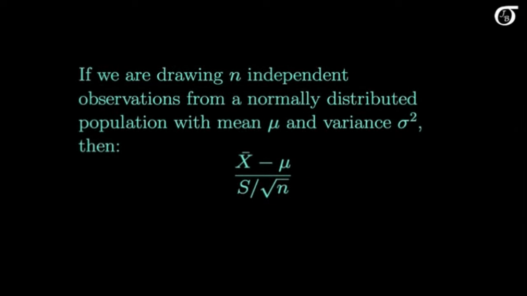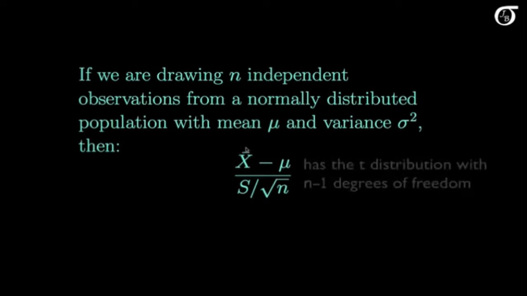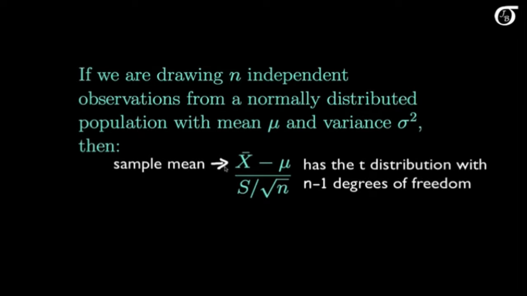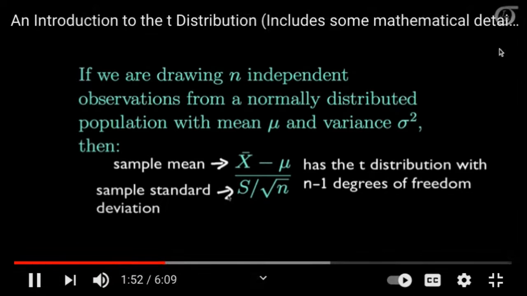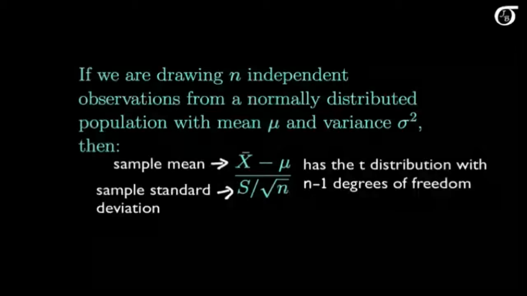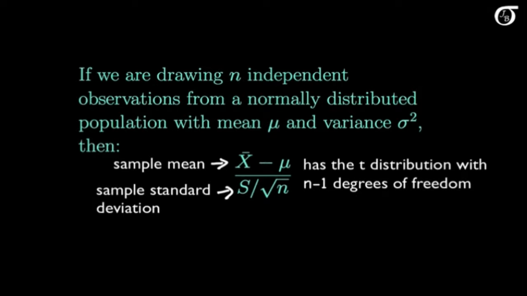If we are drawing n independent observations from a normally distributed population with mean mu and variance sigma squared, then the quantity x bar minus mu over s over the square root of n has the t-distribution with n minus 1 degrees of freedom. Here the sample mean x bar is a random variable representing the mean of the n observations, and the sample standard deviation s is a random variable representing the standard deviation of the n observations. This might not look like the quantity given on the previous slide, but it can be shown mathematically that this satisfies those conditions. That's something you might show in a mathematical statistics course.